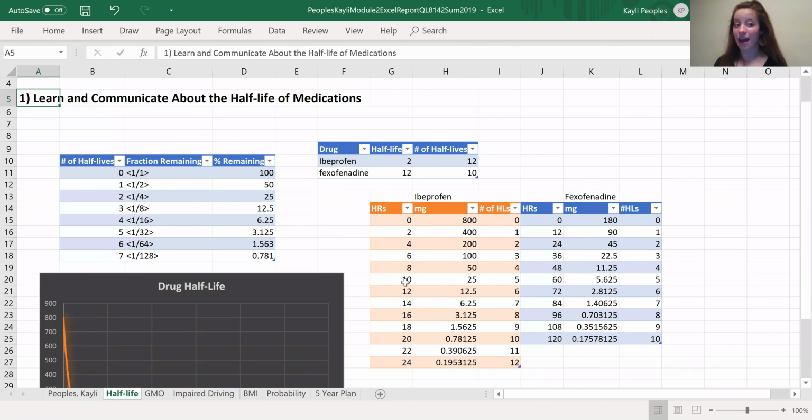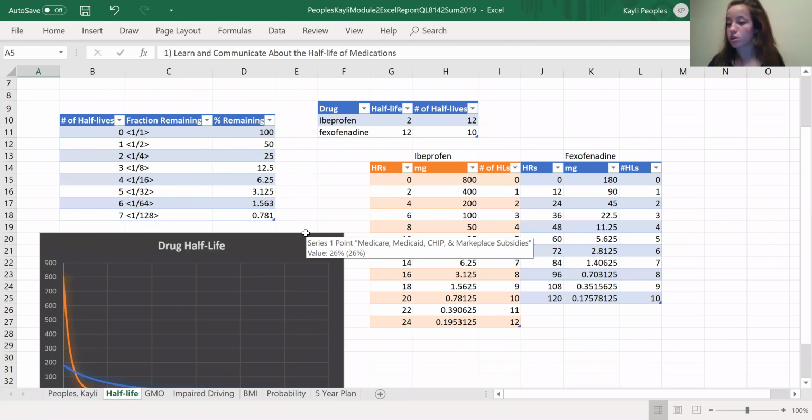So the first one for this week was half-life, to learn and communicate about the half-life of medications. Anything is going to have a million half-lives. Nothing can be divided by 2 and equal 0, except for 0 itself. So a number can have an infinite number of half-lives, although when we're talking about half-lives of medicine, they can have a certain amount of numbers before you can no longer trace them in your system.